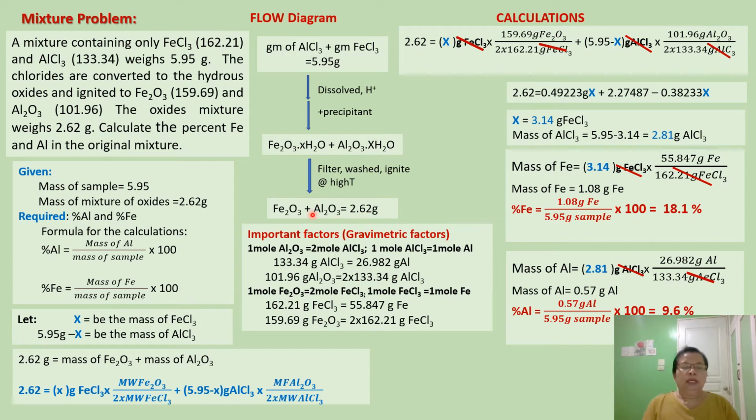Now, going back to our calculation. Take note that our mixture is composed only of two pure substances, the aluminum chloride and the ferric chloride. Therefore, this 5.95 gram sample is simply equal to the mass of aluminum chloride plus the mass of ferric chloride. So, we can let X represent the mass of ferric chloride and 5.95 minus X be the mass of aluminum chloride. We also have another equation: 2.62 gram is equal to the mass of ferric oxide plus the mass of aluminum oxide. We can calculate the mass of ferric oxide from the mass of ferric chloride, and also the mass of aluminum oxide from the mass of aluminum chloride.